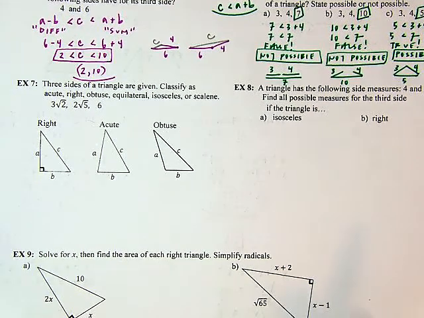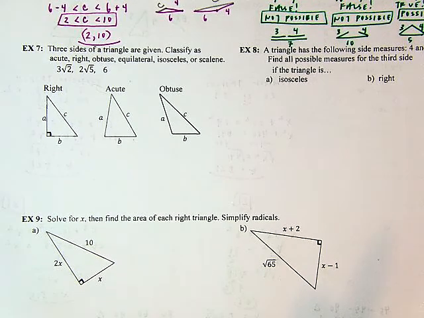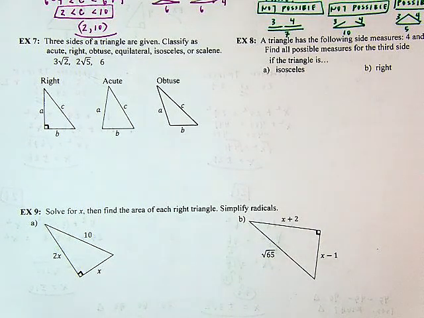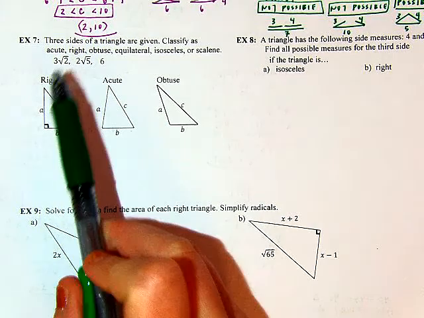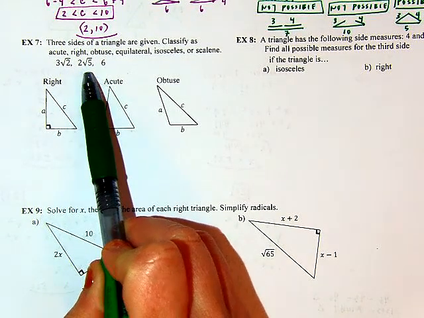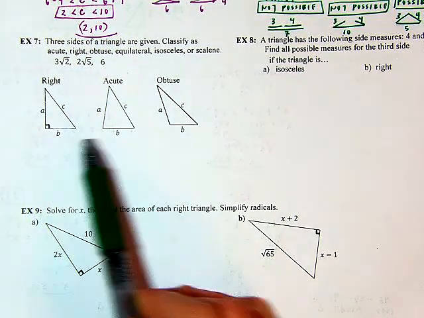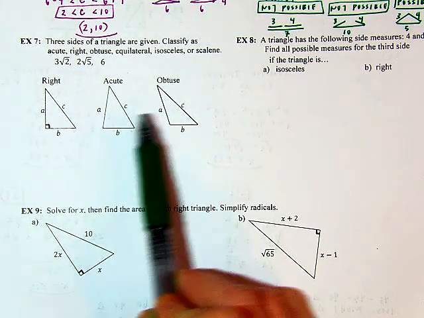All right, next up, example 7. If I give you 3 sides of a triangle, can you classify it as acute, right, or obtuse? That's classifying by angle. And then can you classify further by side: equilateral, isosceles, or scalene? Right now I'm giving you 3 root 2, 2 root 5, and 6. And here I'm giving you a little reminder as to when it's going to be right, acute, or obtuse.